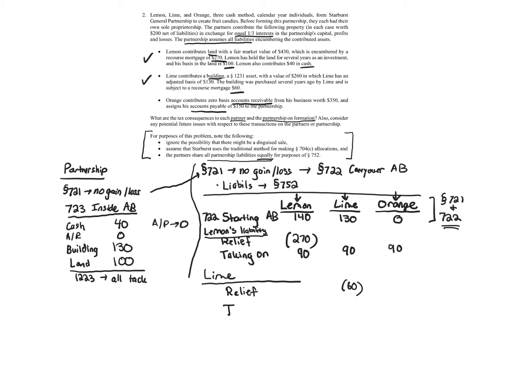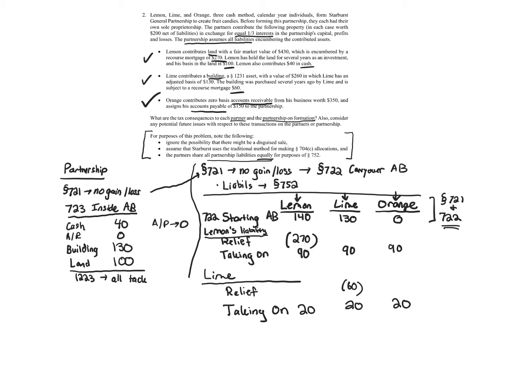And we have, with respect to Lime's liability, which partners are taking on what? Well, 60 times 1/3, or divide by 3, is 20. So positive 20 to Lemon, because Lemon's taking on 1/3 of that. Lime's taking on 20, and Orange is taking on 20. Okay, so now we've just finished Lime. Now we go to Orange.